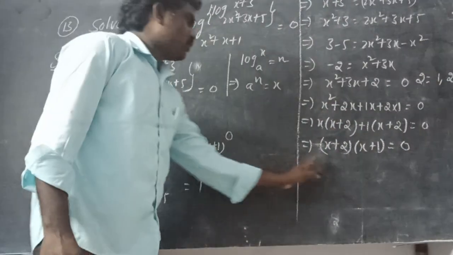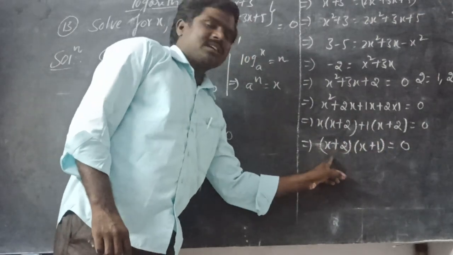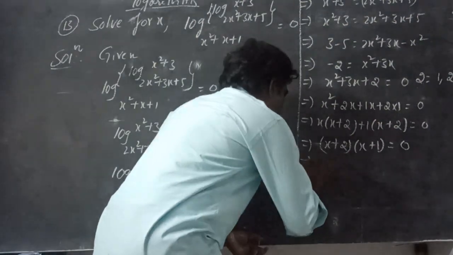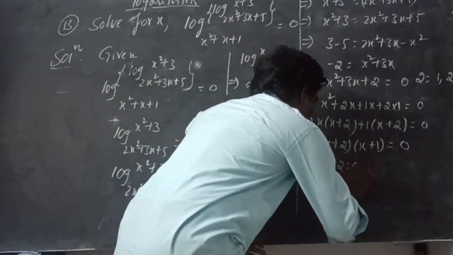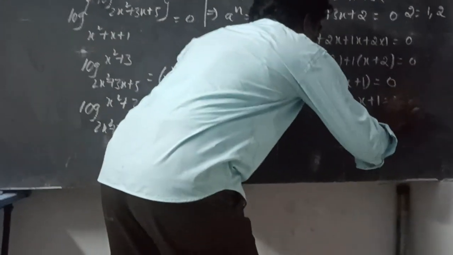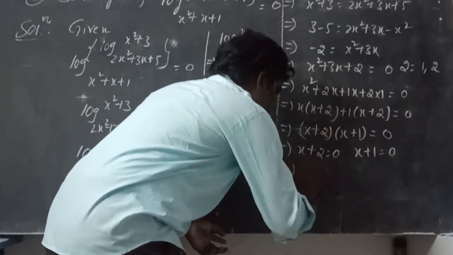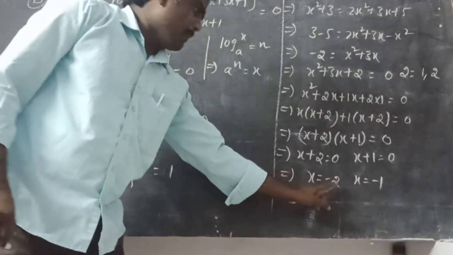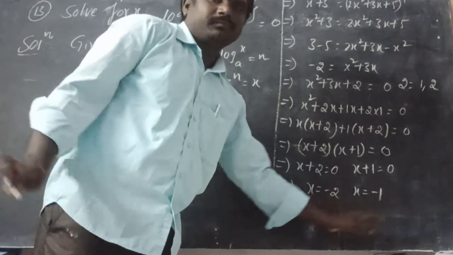So the product of two polynomials is 0. That means either the first polynomial is 0 or the second polynomial is 0. So x plus 2 is equal to 0, x plus 1 is equal to 0. Plus 2 goes across to become minus 2. Okay, so what are the x values? Minus 2, minus 1.